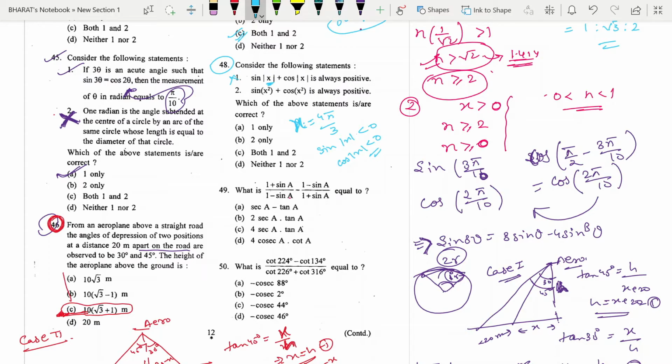Sin x square plus cos x square is always positive. This is also wrong. The same thing is repeating again. Being given that the angle is positive can't give the confirmation that sin x square will be positive. So this is wrong.